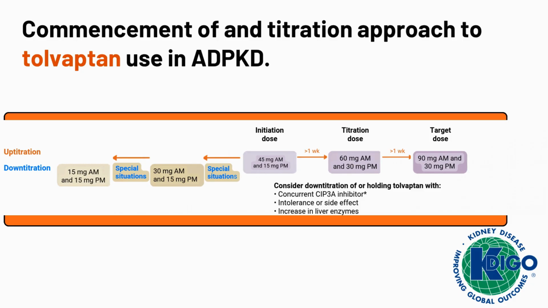For example, if the patient is on CYP3A inhibitors, if they develop intolerance or significant side effects, or if liver enzymes begin to rise. In certain cases, we may need to down titrate to lower doses like 30 and 15 milligrams, or even 15 and 15, or even 15 once daily in some selected cases. This flexibility is essential to keep patients on therapy while minimizing harm.